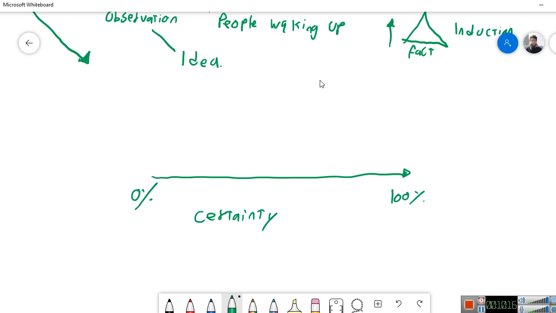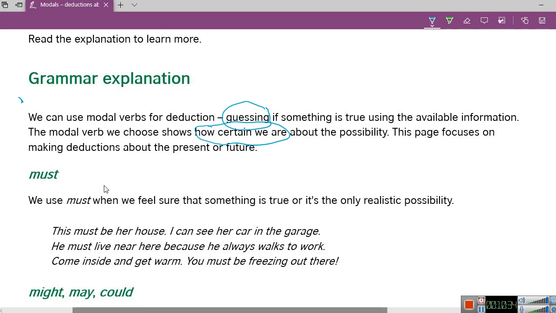Certainty. I can be completely sure about something, I cannot be sure about something, or I can be in the middle, and I'm not so sure about that. And let's call that 50%. Alright, so let's continue with the explanation. So this is in the case of must.